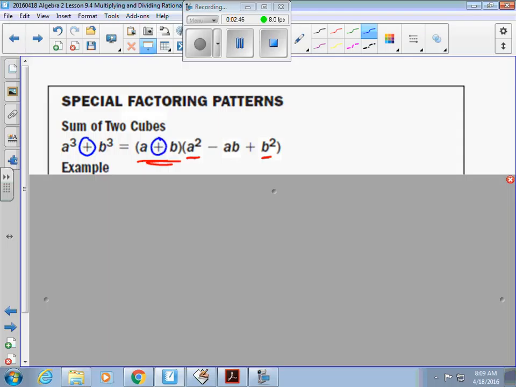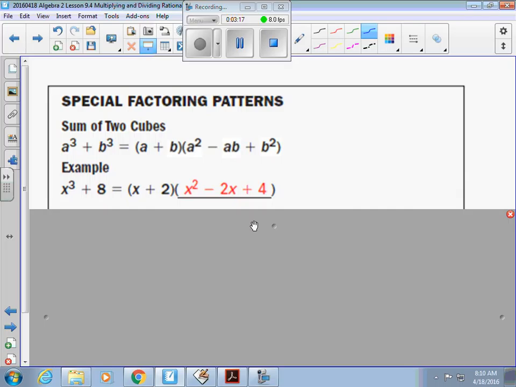And your b squared value in your trinomial after it is going to be positive. That's this one here. But where a multiplies times b, that's going to be the opposite sign right here. Notice this one is negative. So again, just to recap that, a cubed plus b cubed is equal to a plus b times a squared minus ab, that's where the opposite sign comes in, plus b squared. Let's look at that with some numbers to make that make a little bit better sense.